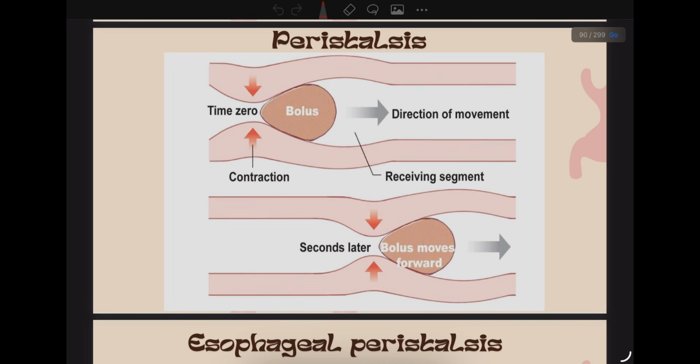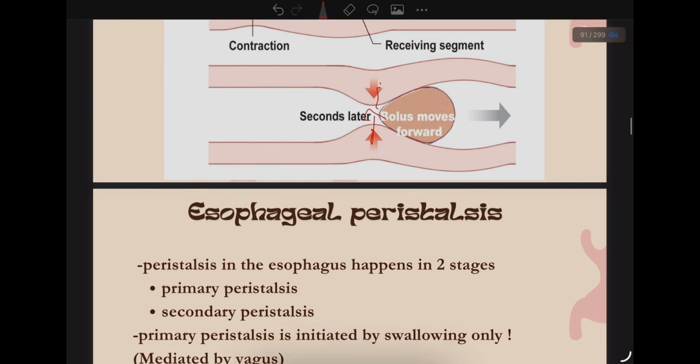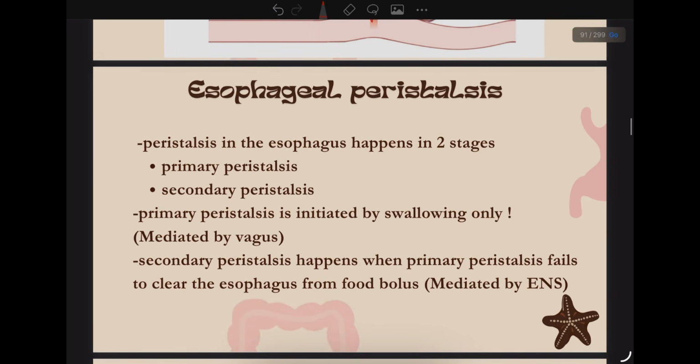We have discussed it in the P1, so it's very easy. The contraction before the bolus and relaxation after the bolus. So it will move this way. And once it reaches here, it happens again, contraction before, relaxation after, through the enteric nervous system that we have discussed. But here in the esophagus, there is something that you should keep in mind: peristalsis doesn't happen in one wave. It's two waves of peristalsis, primary and secondary, and this is important.